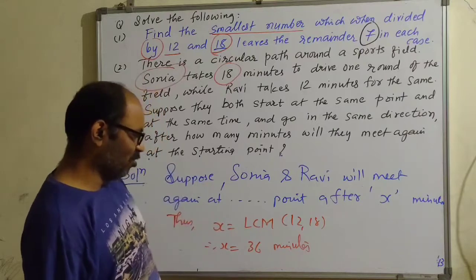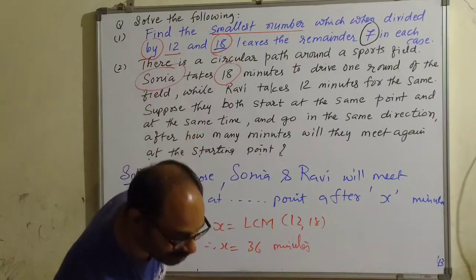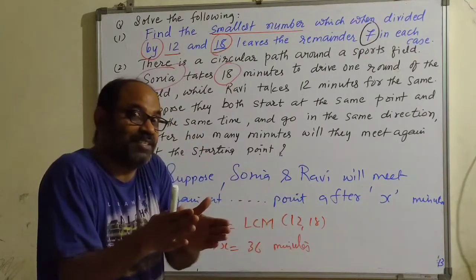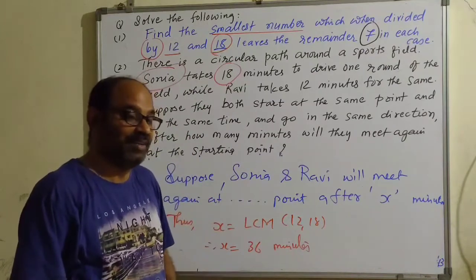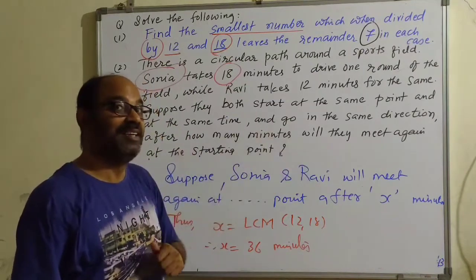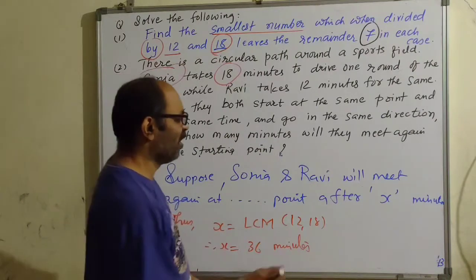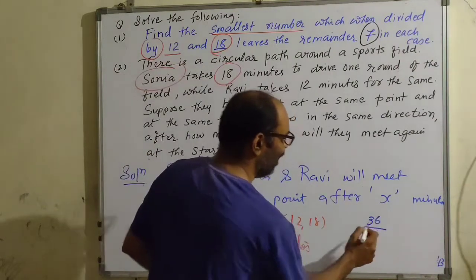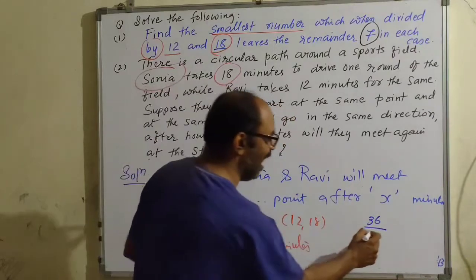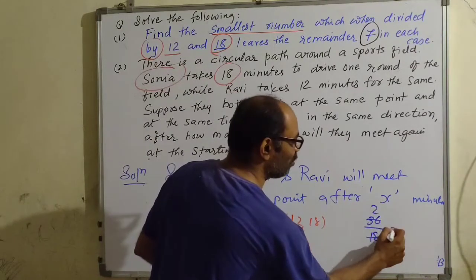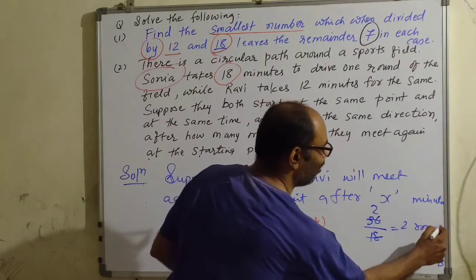How many rounds will Sonia complete after 36 minutes? Means when they meet for the first time, how many rounds will Sonia complete? The earlier table will easily give you. Go back and see. Okay. And the other method is this. What is the LCM? 36. Divide by the time taken by Sonia, 18. So how many rounds will Sonia complete? 2 rounds. Alright.